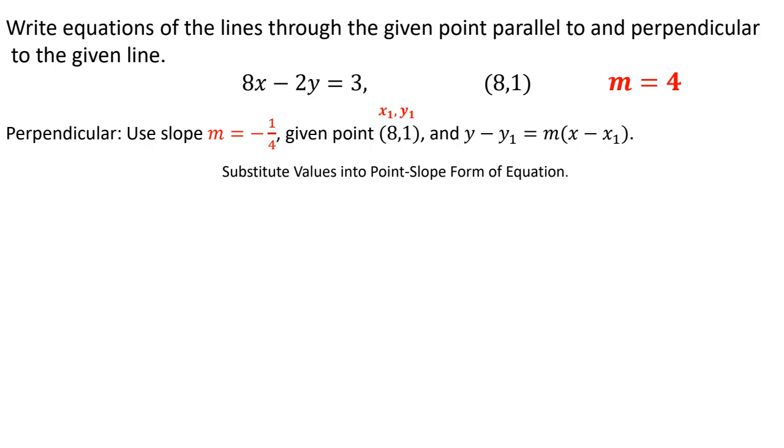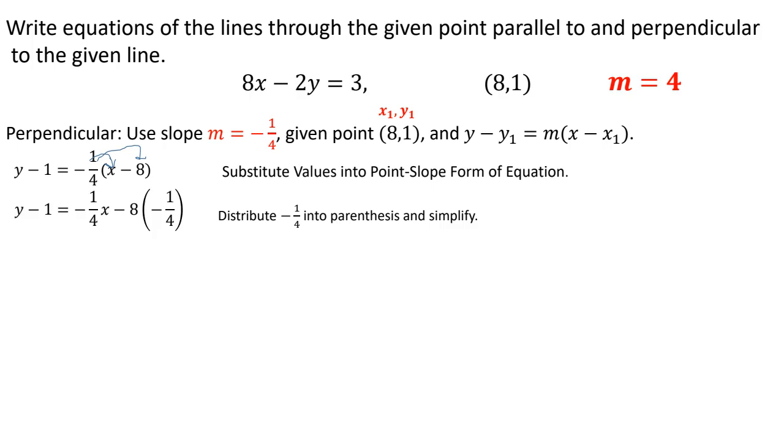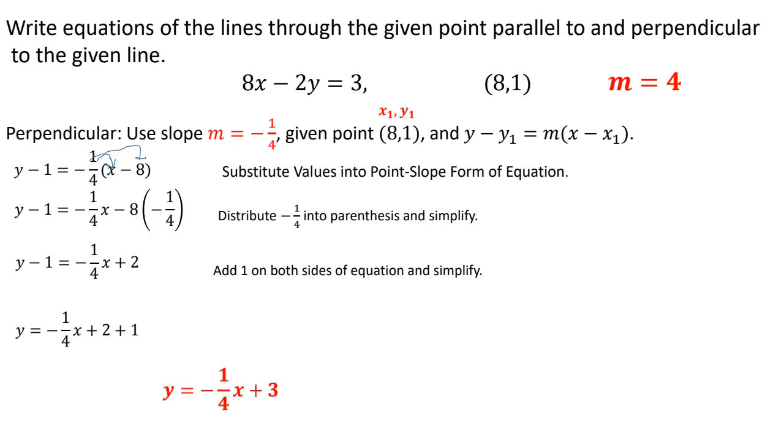I'm going to use my point slope formula again to come up with the equation that goes through this point, 8, 1. So let's plug in everything that was given to us. First, we're going to distribute the negative 1/4 to the x and then to the negative 8. Let's simplify. When we simplify, we get y minus 1 is equal to negative 1/4 x plus 2. The last step is to add 1 on both sides.